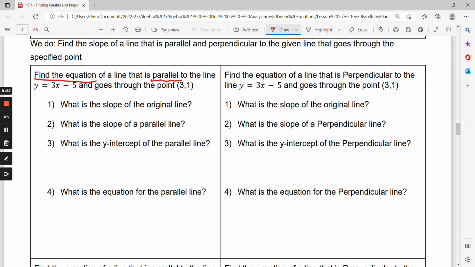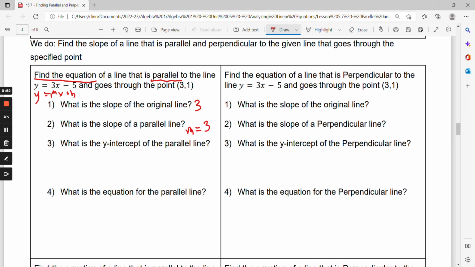So the original line that we are given is written in slope-intercept form, where we have y equals mx plus b, which means that we have a slope of 3. M is equal to 3. So the slope of our original line is 3. Now the slope of a parallel line, I remember, is going to be the exact same, which means I know that the slope of a parallel line is also going to be 3.